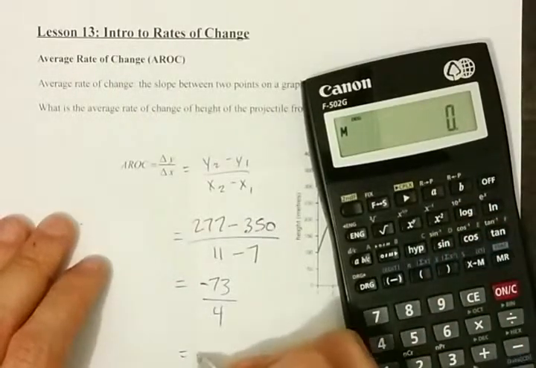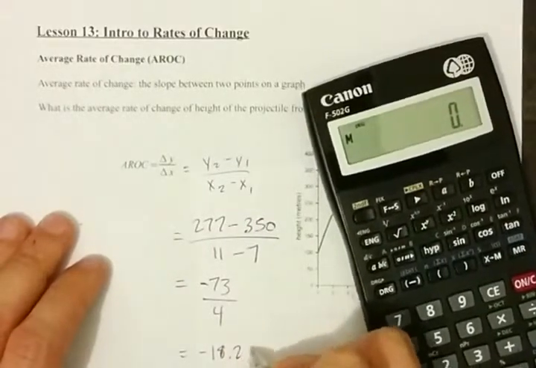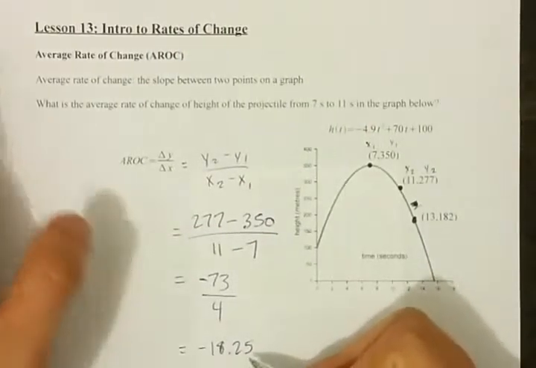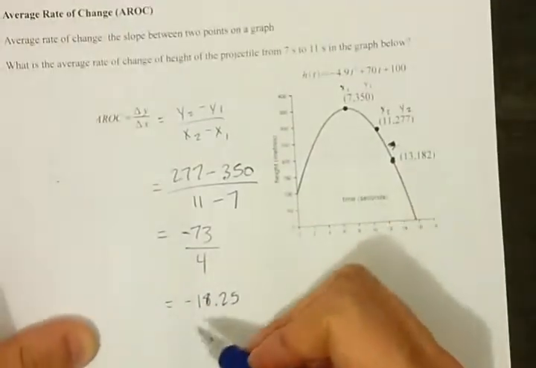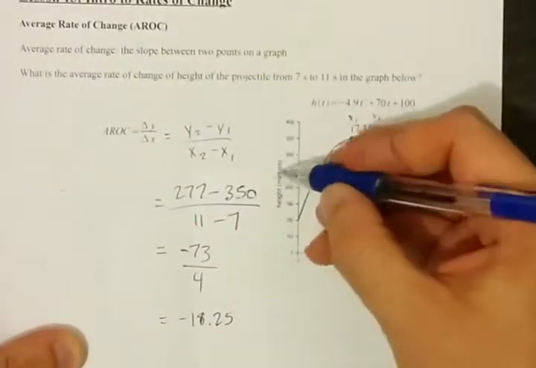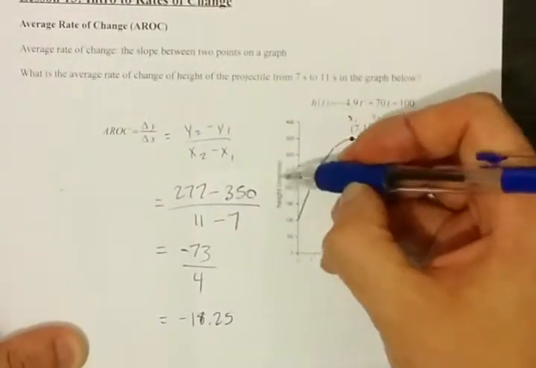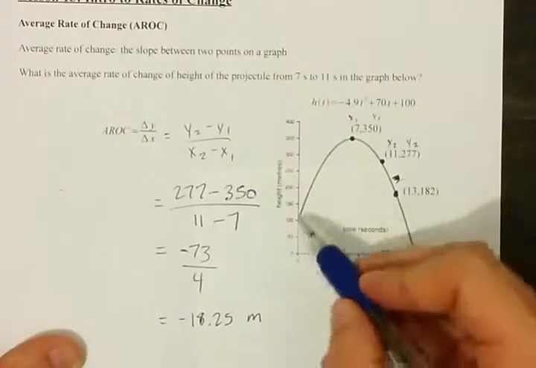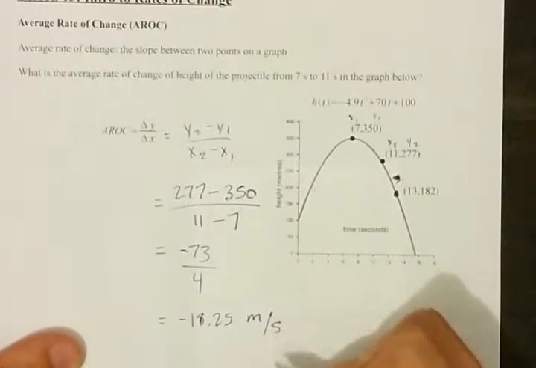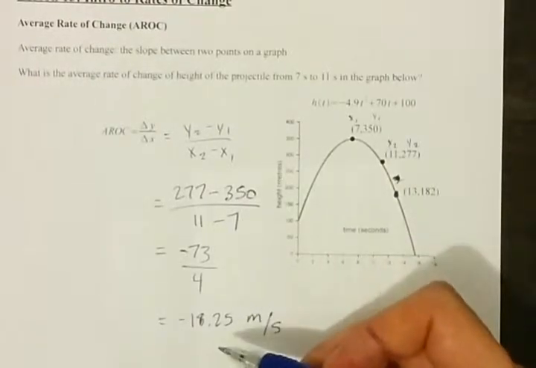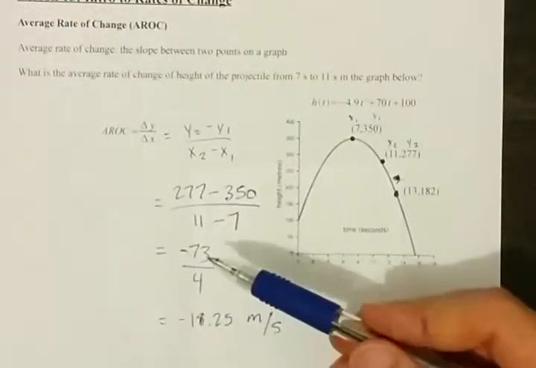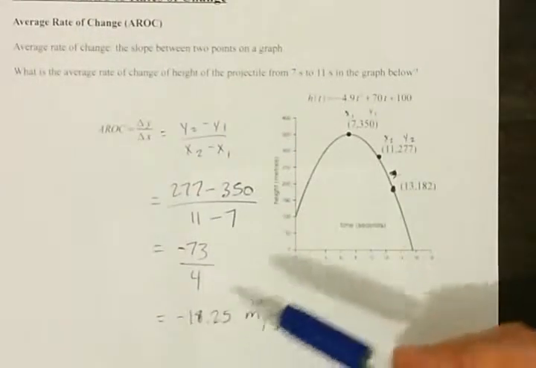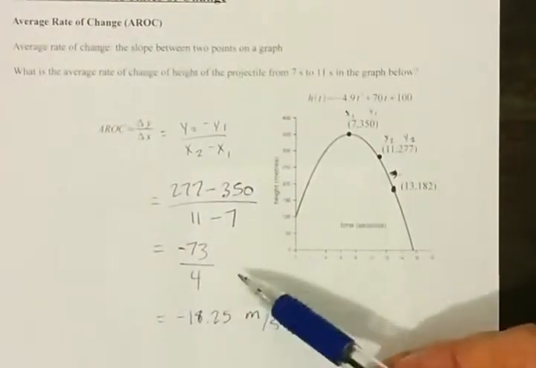I'm probably just going to leave it at negative 18.25. So my average rate of change is negative 18.25. Now, my units on that is y over x. It says here that my y is height in meters, and I was told that my x was time in seconds. What this means is that I'm losing, on average, 18 meters of height every second the projectile is in the air. It's an average rate of change.